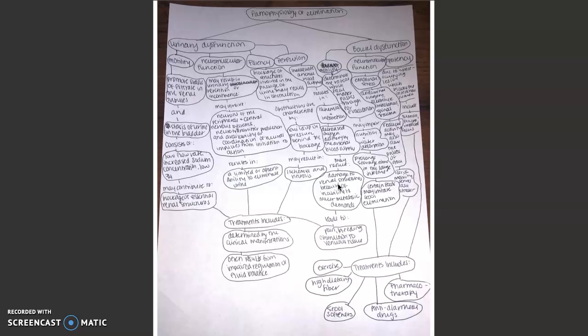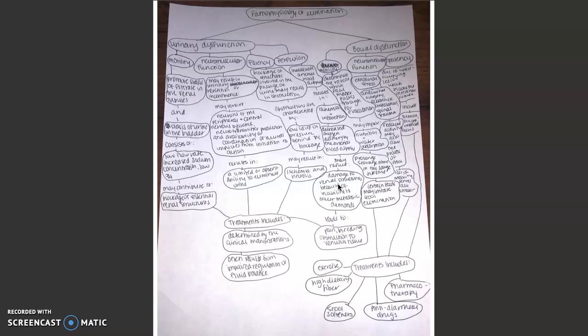For patency, you have the blockage of structures involved in the passage of urine that may result in obstruction. The obstructions are characterized by buildup of pressure behind the blockage that may result in ischemia and necrosis. Perfusion is inadequate arterial blood supply that results in ischemia and infarction.